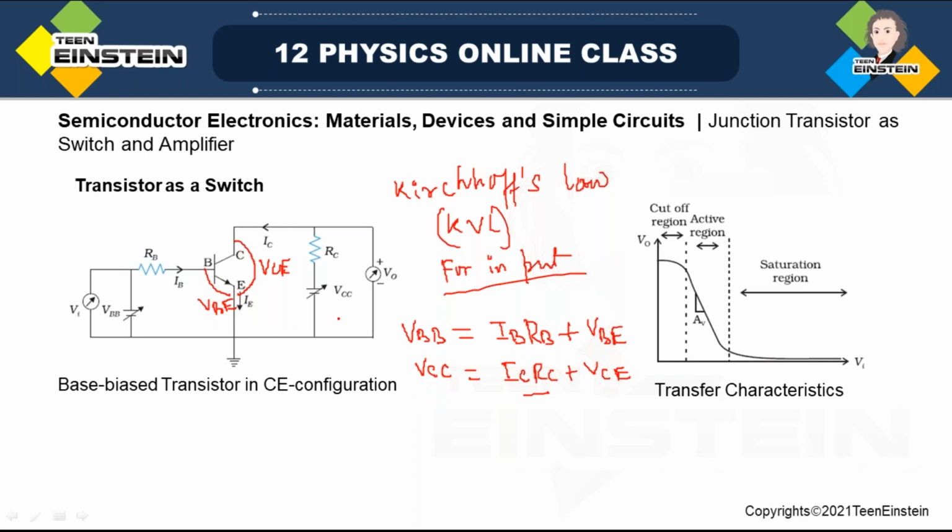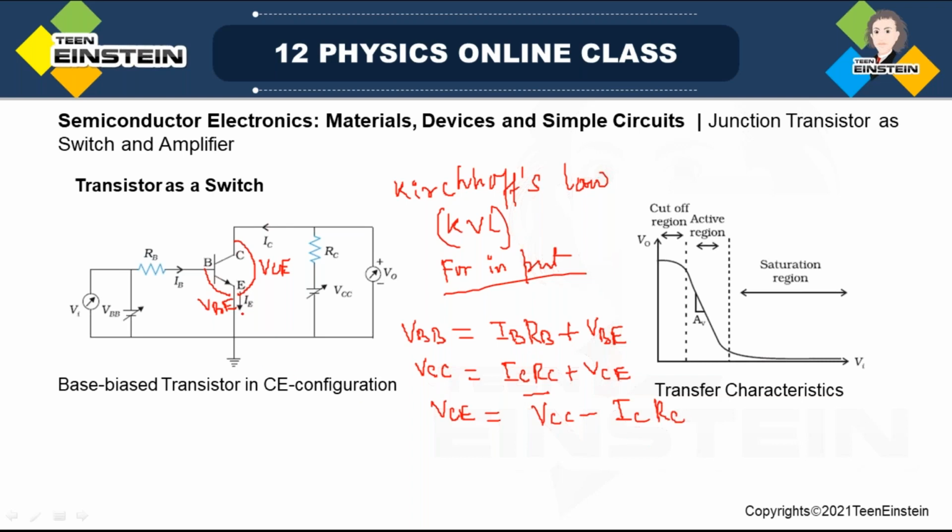But you know what the output voltage is? Output voltage is not the VCC. Output voltage is VCE. So VCE I'll be writing as VCC minus ICRC. I hope it is understandable for you.